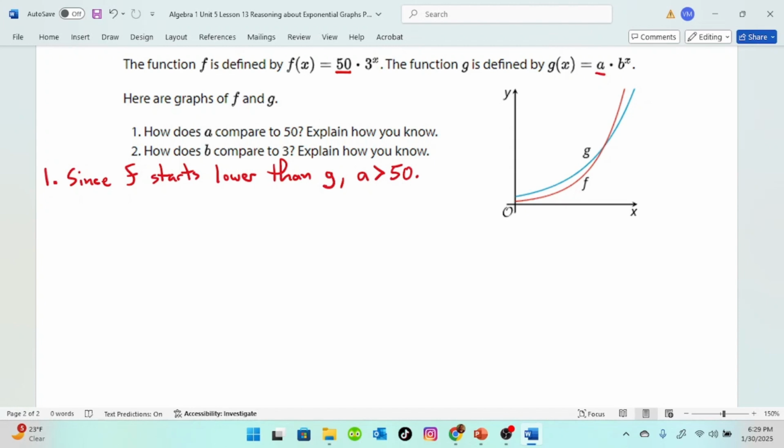We don't know what a represents. All we know is the starting point for the blue line, which represents g, is above the starting point for the red line, which represents f. So if the starting point for f is 50, the starting point for g must be higher.